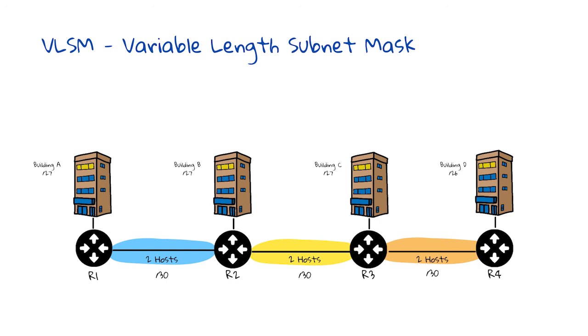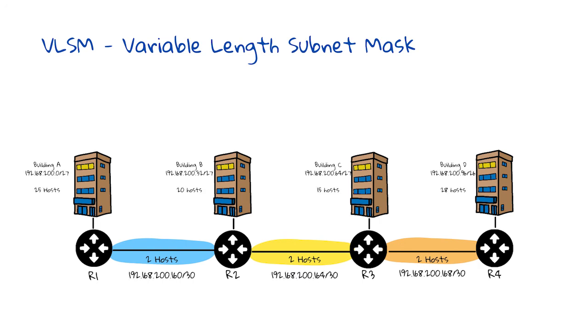2 to the power 5 minus 2 is going to give us 30 hosts, and 30 hosts do exceed the 25 that are required in building A. The block size is going to be 256 minus 224, which is going to give us 32. So it's going to increase in 32s. So our first subnet is going to be 192.168.200.0/27.